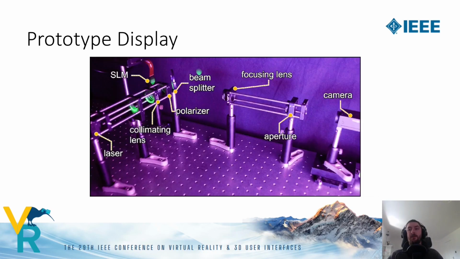We also test our pipeline on a real holographic display. Looking at this image, following the light path from the laser visible on the left, the laser light is first focused into a collimated beam by the first lens, and then linearly polarized. The polarized beam is reflected by a beam splitter, and then reflects from the SLM, its phase being modulated in the process. The modulated light passes through the beam splitter again, and then through a focusing lens and aperture before being captured by a bare camera sensor.